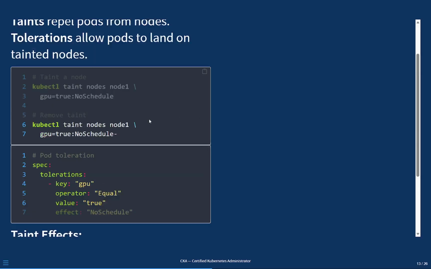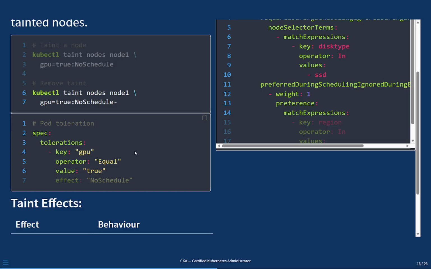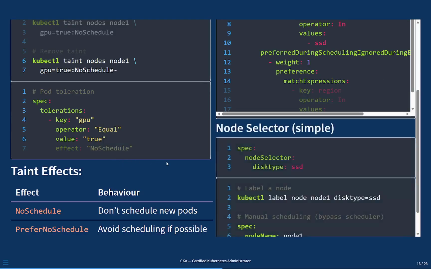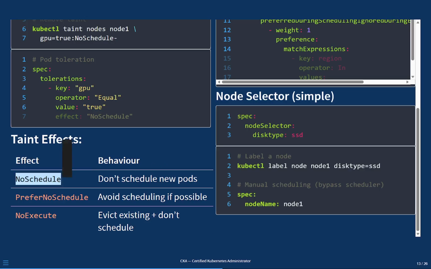NoExecute is the strongest. It evicts pods that are already running on the node and blocks new ones. This is what happens automatically when a node goes NotReady. Click. Node affinity goes further. The YAML shows 2 flavors.